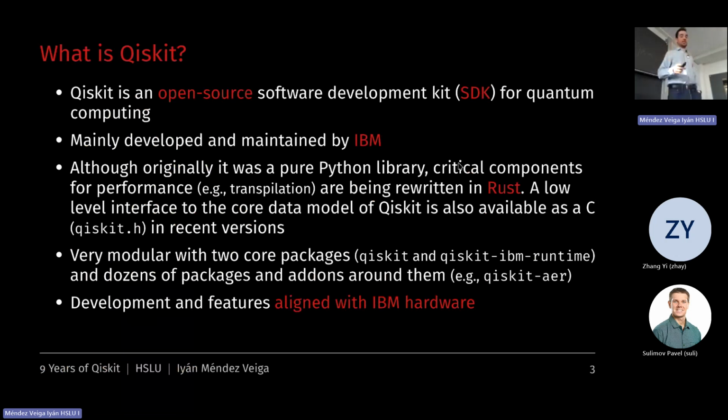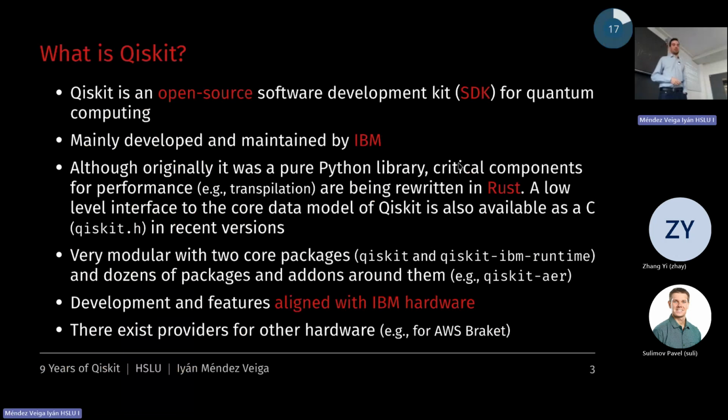And I want to emphasize this, that the development and features are clearly aligned with IBM hardware. Even though they are trying to be as general as possible and they want their library to become the standard to work with quantum computers, it is still clearly aligned with their hardware. Nevertheless, there exist some providers for other hardware. So you can do your circuits in Qiskit and then you can run this in Amazon Cloud, or you can run this in Google if you have access.